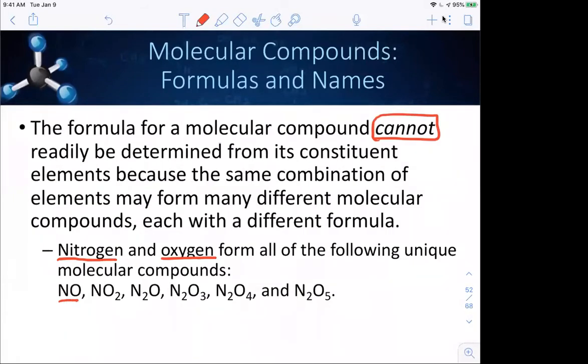I could have NO, NO2, N2O, N2O3, N2O4, N2O5. Here, I have a 1-to-1 ratio, right? 1 nitrogen atom, 1 oxygen atom. Obviously, here I have 1 nitrogen atom, 2 oxygen atoms. So nitrogen and oxygen can combine and bond in multiple different ways, which means that I can't just look at them and predict that this is going to happen like I can with an ionic compound, knowing the charges that I can have on those ions.